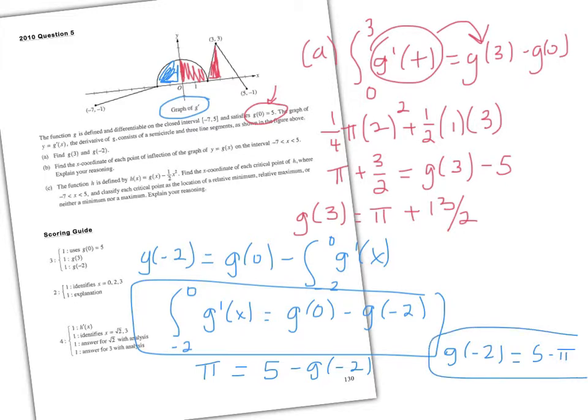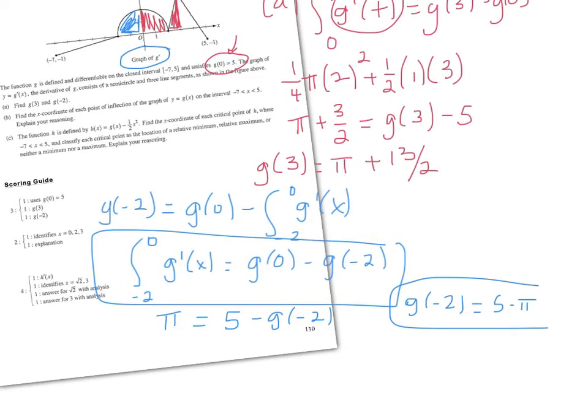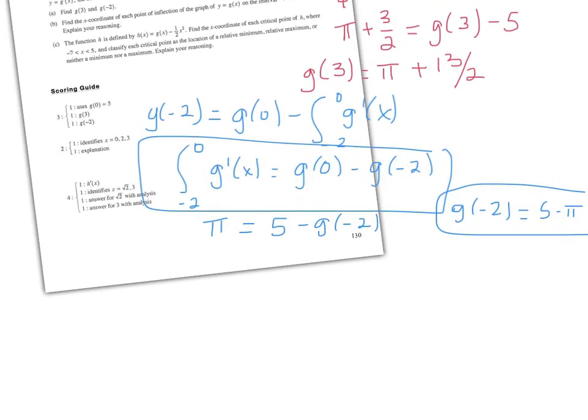So you'd get 1 point for your g of 3, you'd get 1 point for the g of -2. You get 1 point for using g of 0 equals 5. Put all these up. All right, and then B.